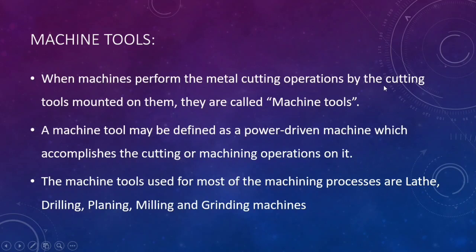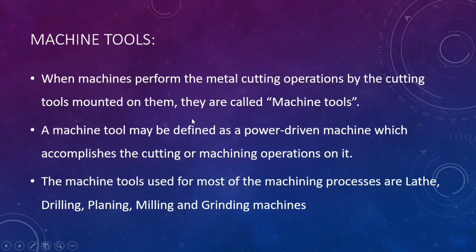How is it going to cut the metal? Using cutting tools, which are harder than the base metal you are forming. Those cutting tools are mounted on the machines, and that complete setup is called a machine tool. The lathe machine is one machine tool. The drilling machine is also called a machine tool. Shaping machine.